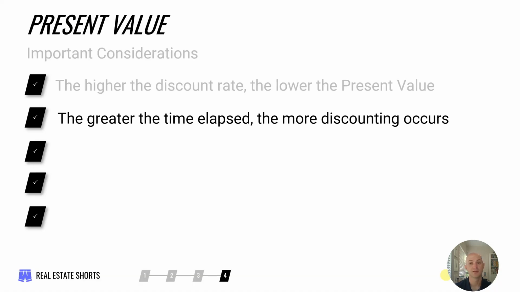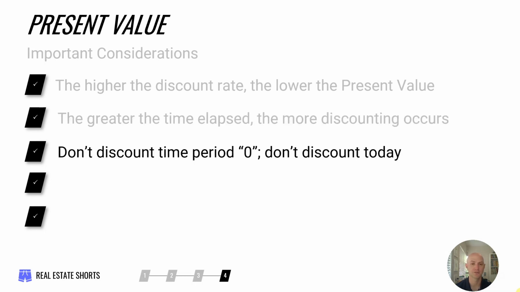The next consideration to keep in mind is the greater the time elapsed, the more that discounting occurs. And I'd ask for you to keep your lottery example in mind. Because you needed to wait 150 years, some of you may have admitted that $500 million isn't worth anything to you. You've discounted almost to zero, if not all the way to zero, because you needed to wait so much time. So the less time that elapses, the less discounting occurs.